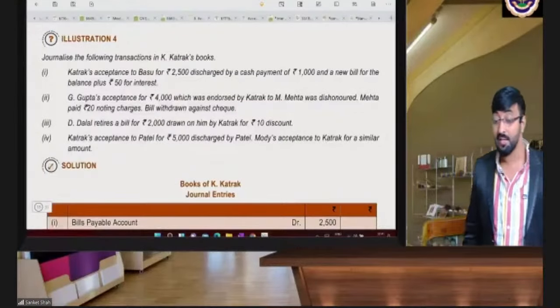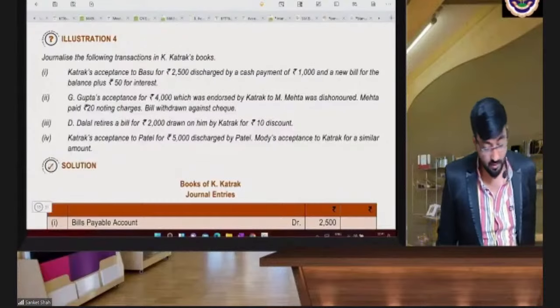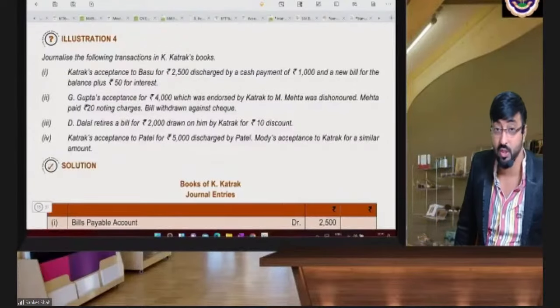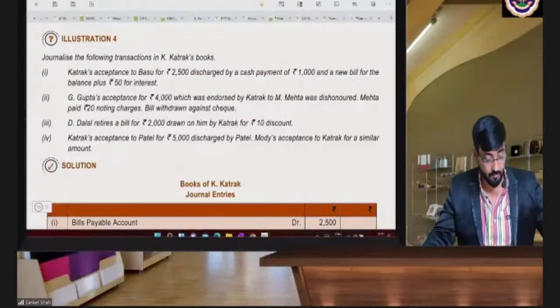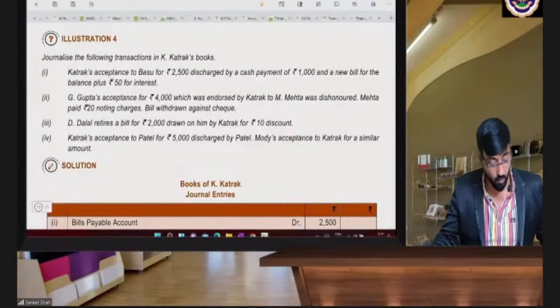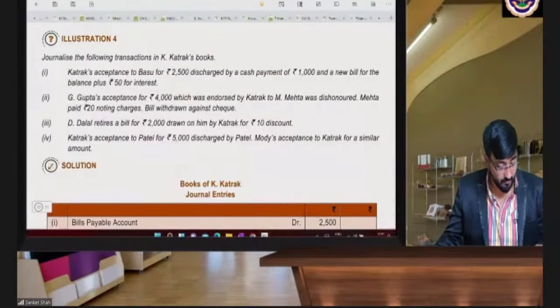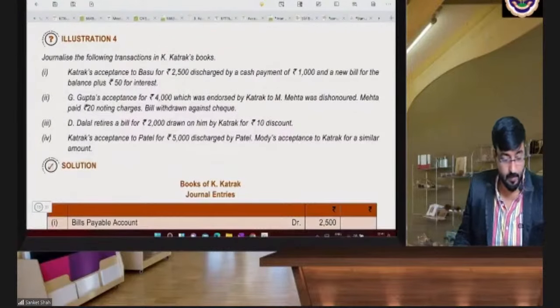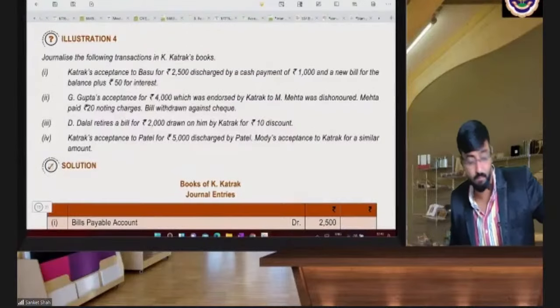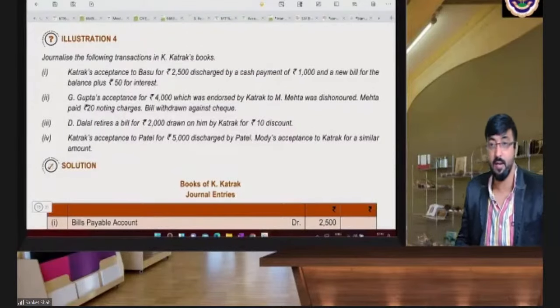Asking you now, how many of you tried this question? Journalize these questions. How many of you have tried this? Illustration number 4. Some are saying, sir, it's very easy, sir. Sumanji is saying, very good, beta. Sumanji. Chalo. So illustration number 4. Understand it properly.